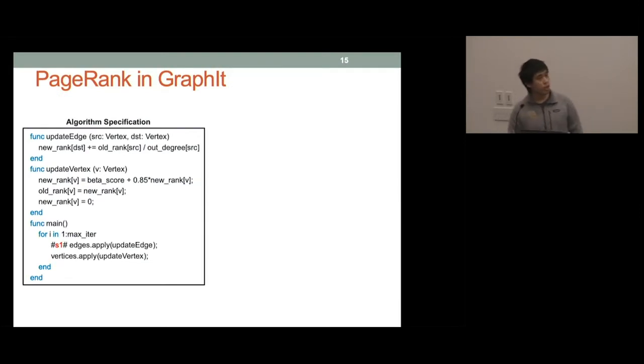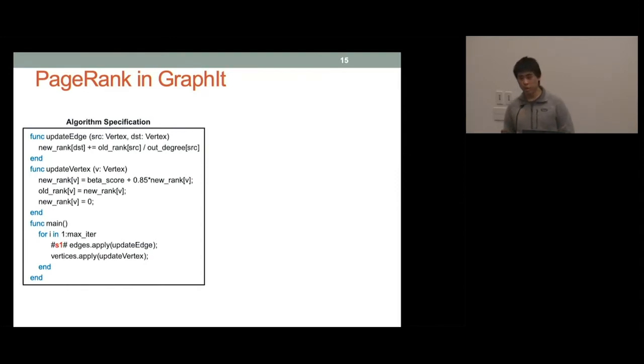So here's what the algorithm language code looks like for the PageRank algorithm. So we have this main function down here, and then we're going to loop for some number of iterations, just like we did for the C++ code earlier. Inside each iteration, we're going to call this edges.apply function, which is going to take this update edge function as input.